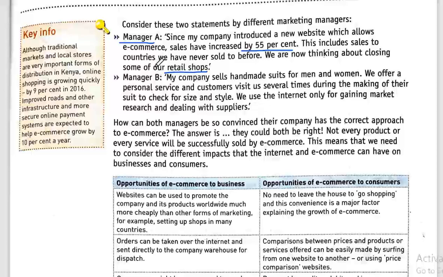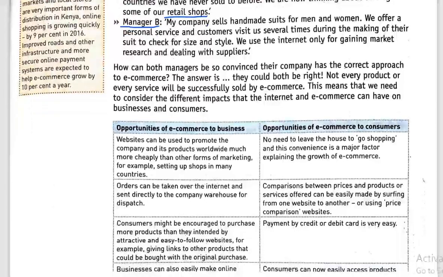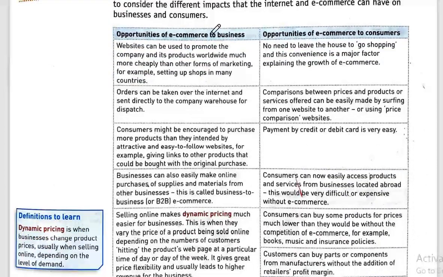So we have two different statements. Manager A is sharing the benefits of e-commerce. Meanwhile, manager B is explaining how it wouldn't work for him because he's doing a customized product that needs direct contact with the customers. So over here, we're going to see the opportunities of e-commerce to the business and opportunities of e-commerce to consumers.